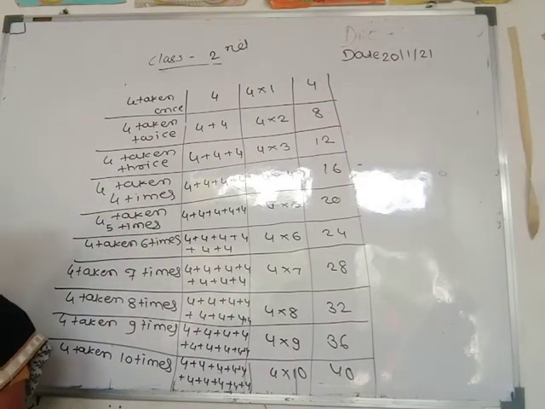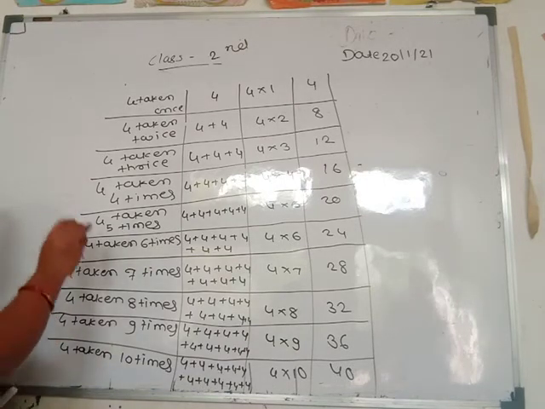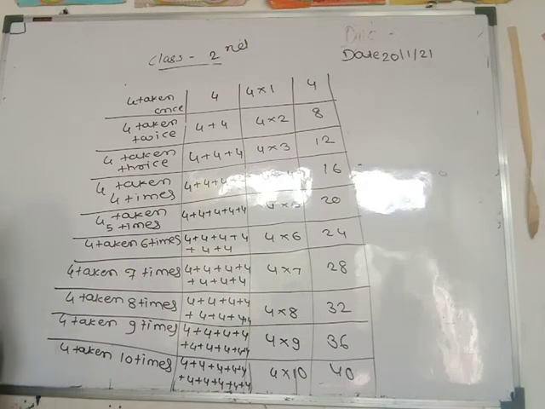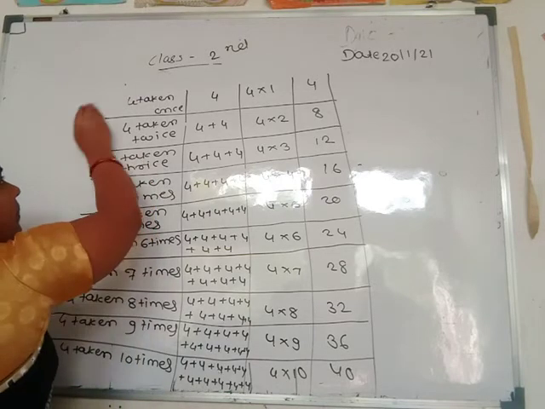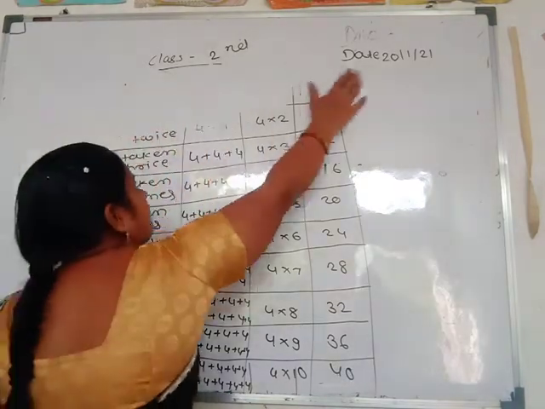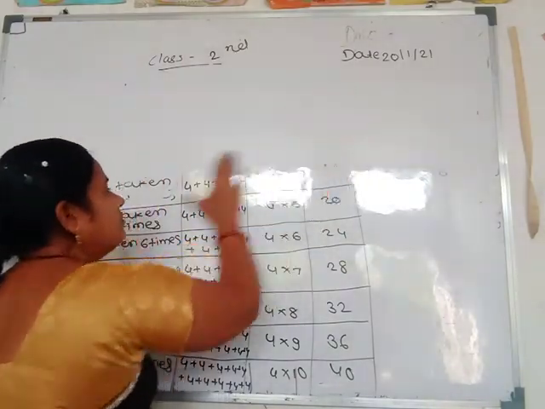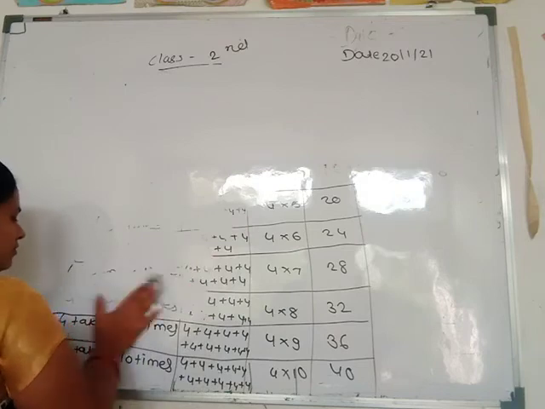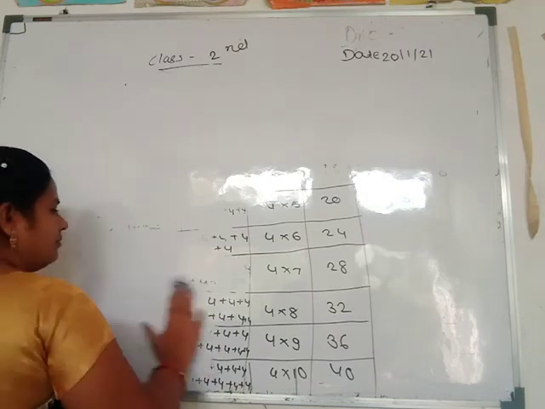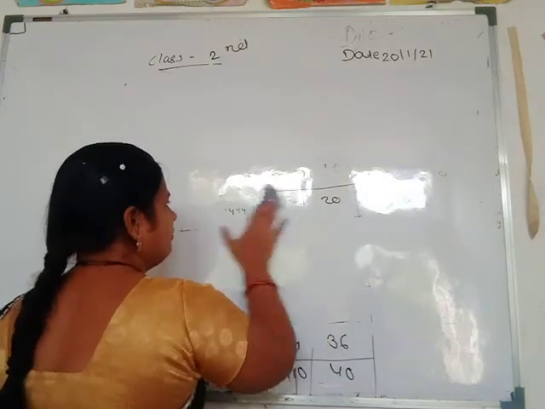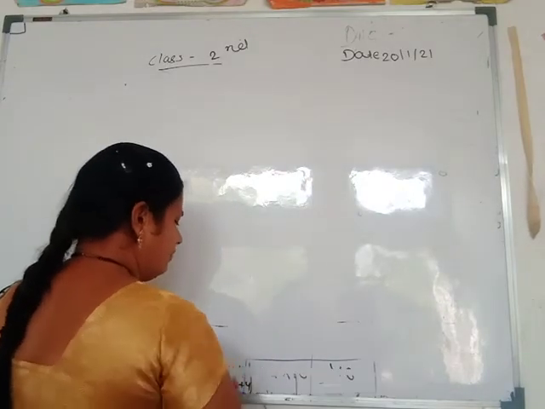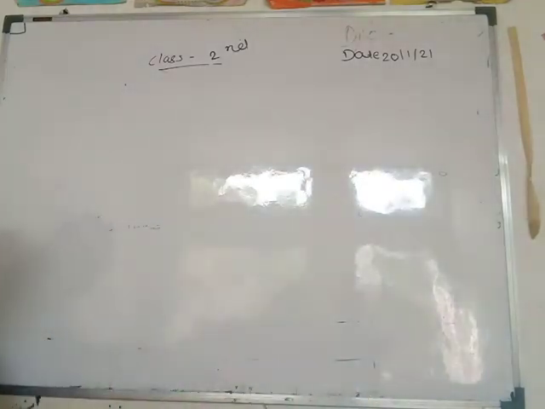Then next one, make the table of 5 in this type of this by using these columns and you make the table of 5. Make columns here.